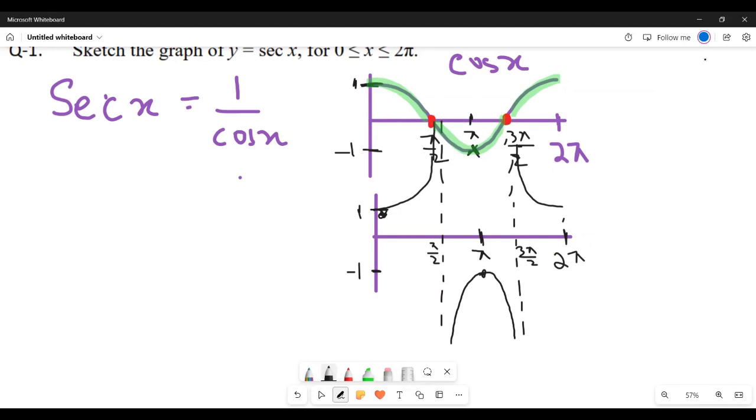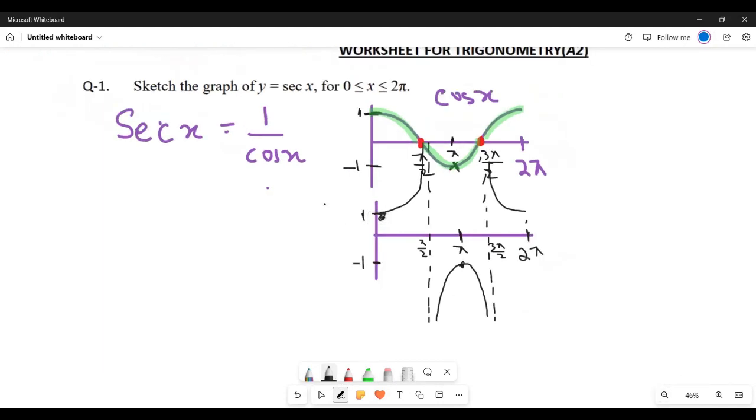Make sure your curve never touches the asymptote. It will go as close as possible to the asymptote, but don't let it touch. So that's question number 1. Any questions so far? So no questions. Let's start with question number 2.